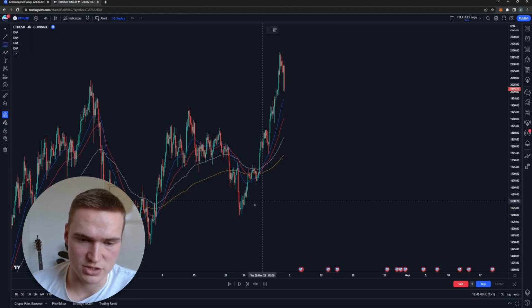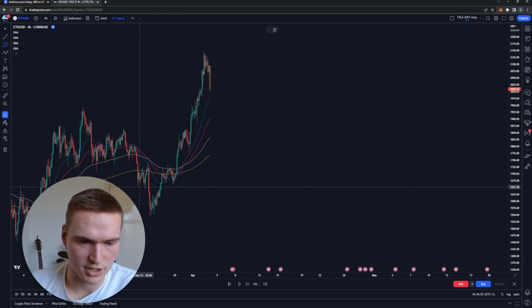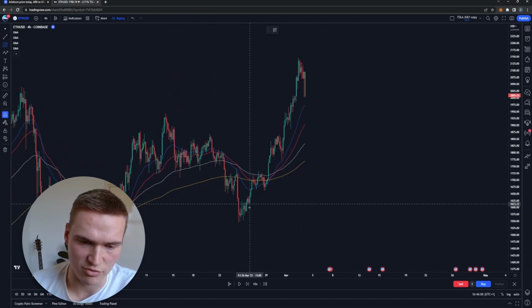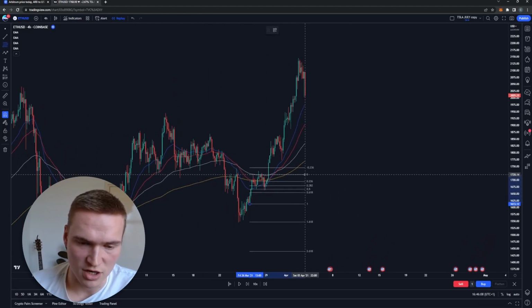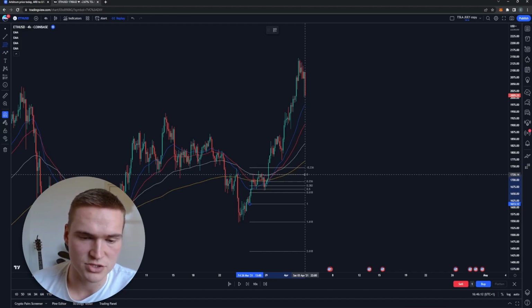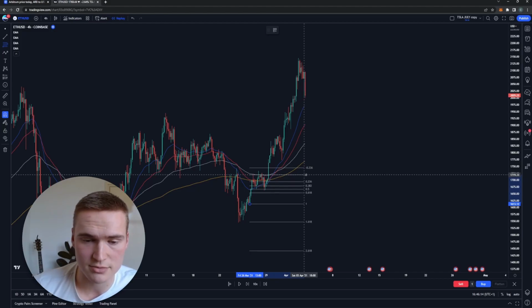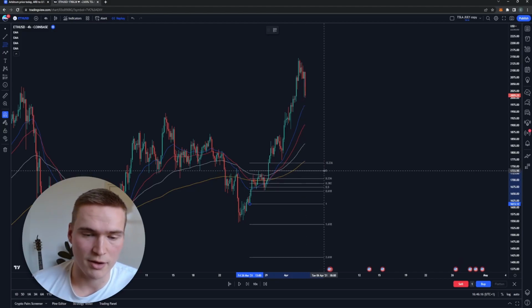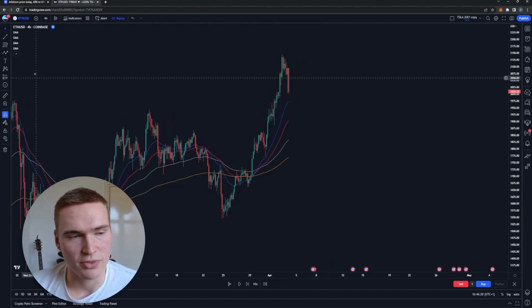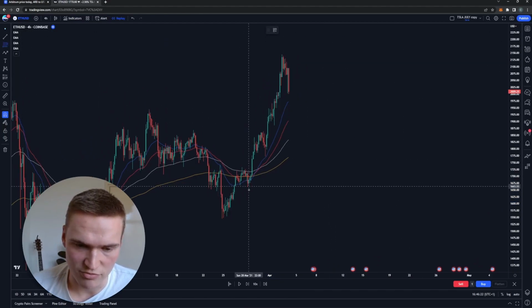So you could try to start from here. Let me actually zoom in a little bit. You can try to start from here, or try to start from there. There you can see that we did retrace down to the 382, but we did not break down below that. So we go on to the next top, and then we drop down to the 0.5. So we drop down further than the 382. So then we start our next Fib from here.